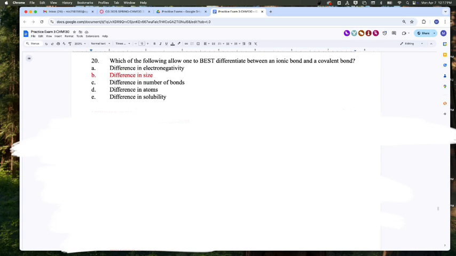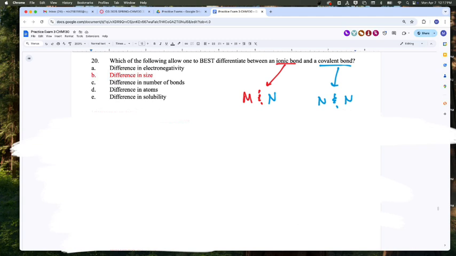So, best to differentiate between an ionic bond and a covalent bond. How do you know you have an ionic bond? So a metal and a nonmetal. How do you know you have a covalent bond? A nonmetal and a nonmetal. So ultimately the thing that differentiates this is metallic character. The more likely we have a metal, the more metallic character we are, the more likely we have an ionic bond. So we just look for the thing that says metallic character, and we come up empty.